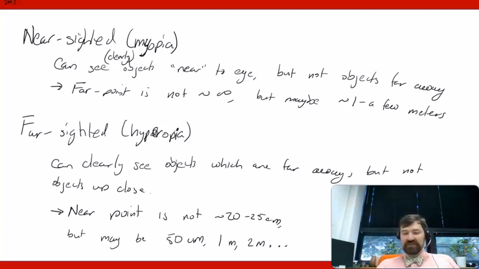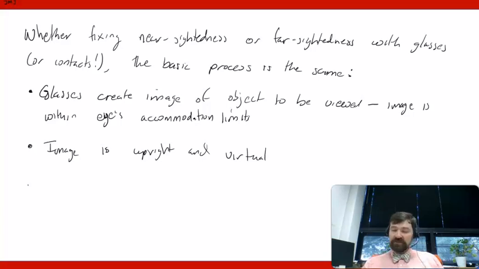Even that can be fixed using bifocals, but I'm going to focus on fixing one thing at a time. So how do we fix vision? With eyeglasses, with contact lenses, whatever. Well, the fundamental process is the same in all cases. Basically, your glasses or contacts create an image of the object that you're trying to look at, and that image is placed within your accommodation limits. So it's within your eye's accommodation limits, and of course the image has to be upright and therefore virtual.